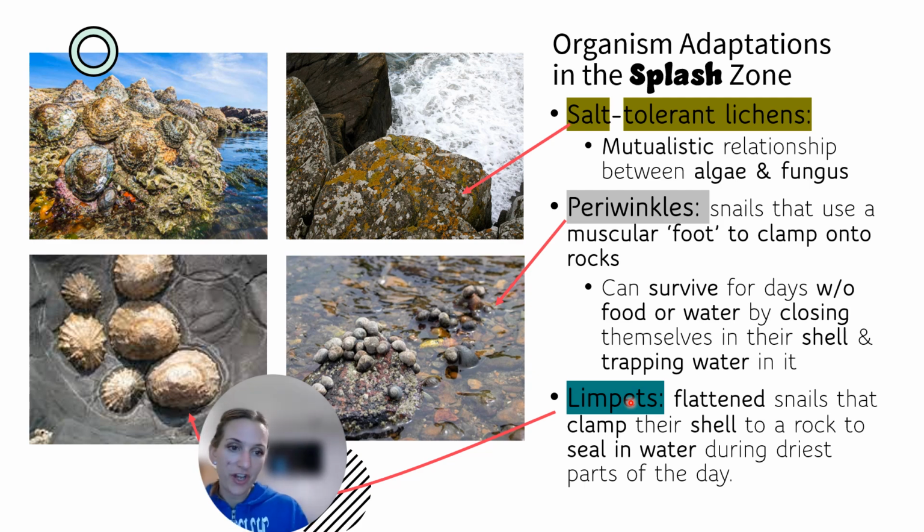They also will clamp their shells to a rock and they will seal in. They're going to seal in the water during the driest parts of the day. And you can see on the rock here on the left that they have formed a home scar, and that is unique to those limpets. That is the place that they retreat to all the time. They're literally putting a marking on there. So this is an example of organic weathering. And same thing in the picture in the top left, there are limpets there as well. So those are the organisms and the adaptations that they have in the splash zone.